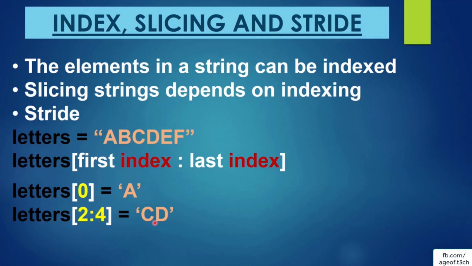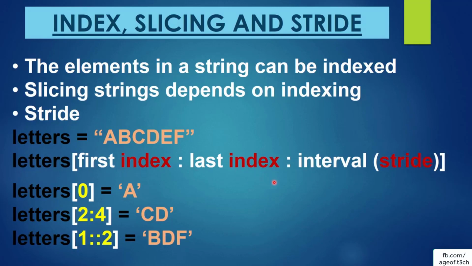Okay, and what if we want to do stride? Well, similarly, we have a colon here that separates the last index from the interval stride. So if we were to do 1 colon colon 2, we get BDF. What's happening here is that we have 1 as the index that we're starting with, and then we're counting by 2 each time. So stride is the interval or step size that we're going by. So 0, 1, 2, so we'll have D, and then 0, 1, 2, and then we have F. Hence we get B, D, and F.